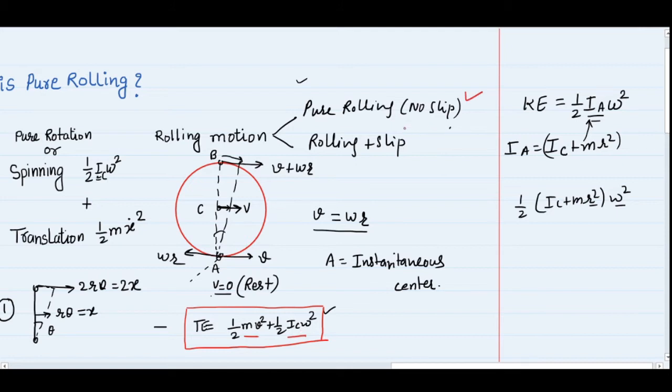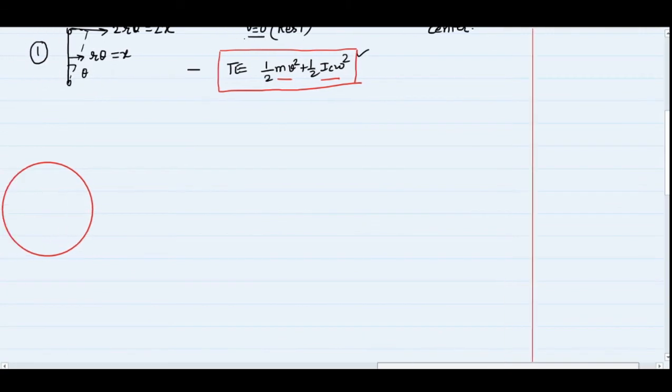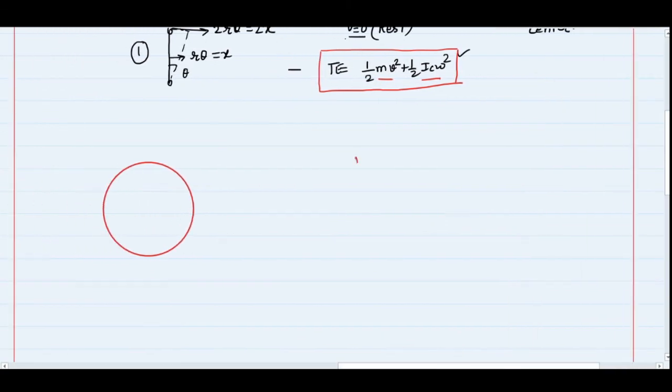If we are saying rolling with slip, it means V is not equal to omega R. In that case, there will again be two conditions: V is greater than omega R, or V is less than omega R. In both cases, in addition to the rotation, there will be a slip. Slip may be in the forward direction or in the backward direction, depending on these two terms. So when there is rotation and slip, we call it rolling with slipping motion.